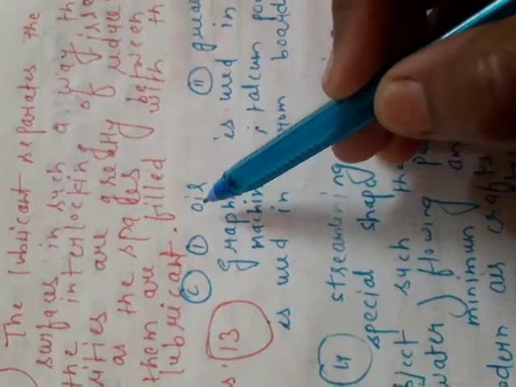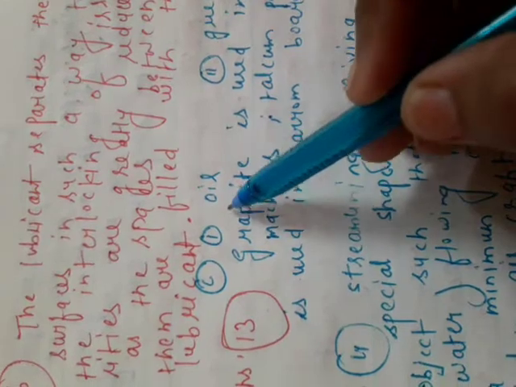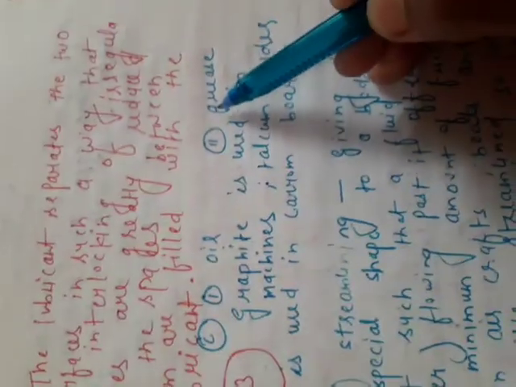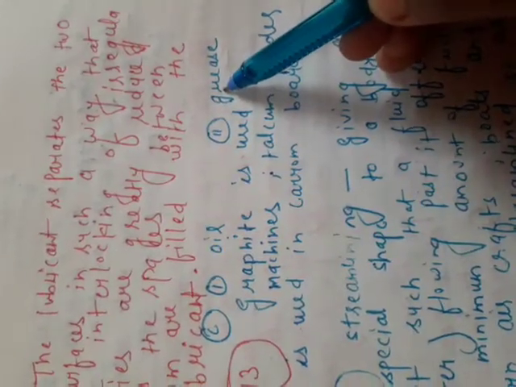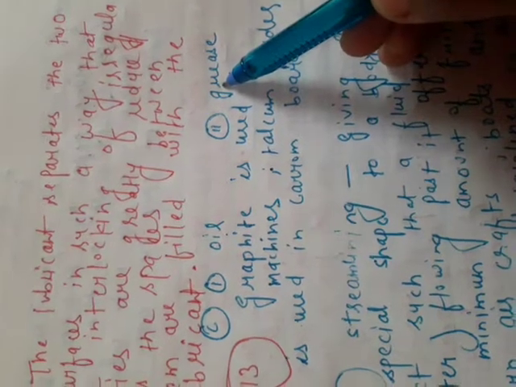The question is: what kind of lubricant is used in a sewing machine? Oil. And in the axle of a tractor? That is the grease.